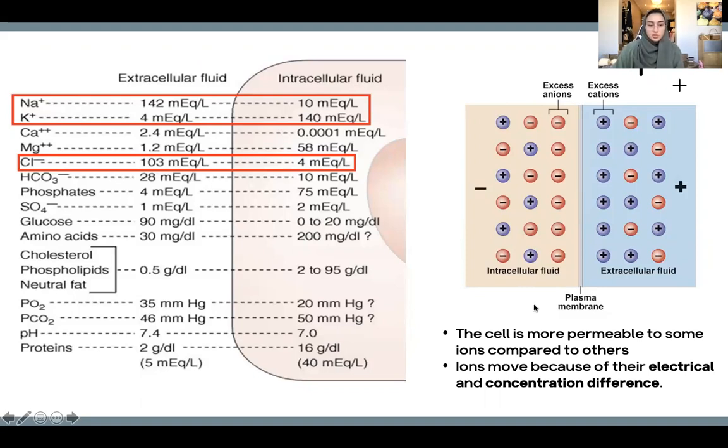Okay, so just to recap, what I want you guys to know: sodium and chloride, so salt, they're always together, are more concentrated outside the cell. Potassium is more concentrated inside the cell. And the cell is more permeable to some ions in comparison to others. For example, potassium usually can move a lot more across the plasma membrane, but other ions can't.